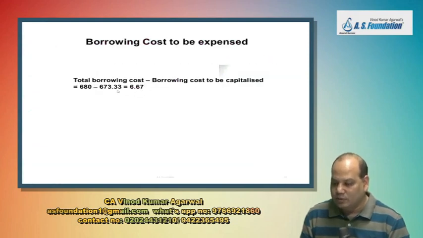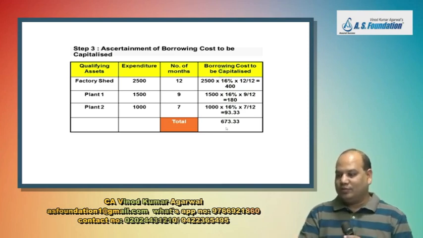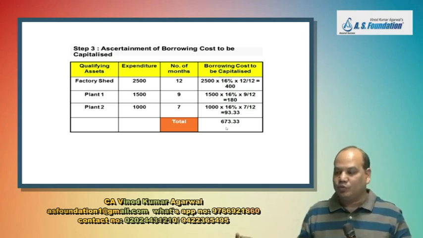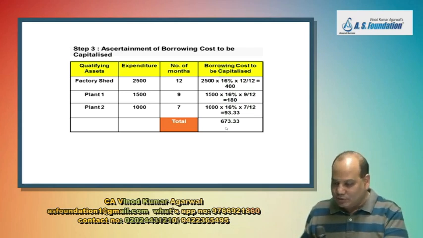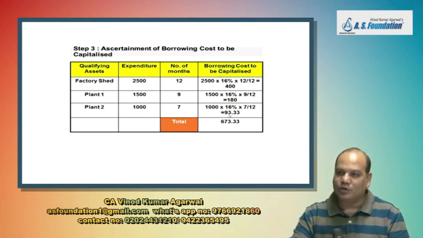Only one thing to keep in mind. If the borrowing cost to be capitalized exceeds the actual borrowing cost incurred, then what will we do? We will restrict ourselves up to the actual borrowing cost incurred. Is it right? Now I'll go to the previous example. Suppose this total exceeds 680. You are not going to capitalize more than what you have incurred. Then what will you do? You have to reapportion that 680 over these 3 assets, in the ratio of this column only.